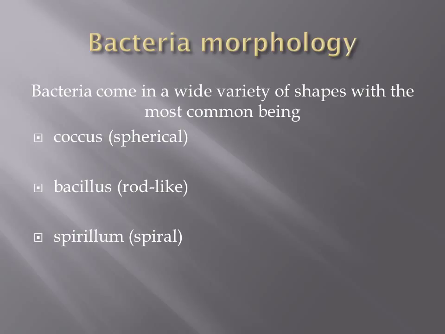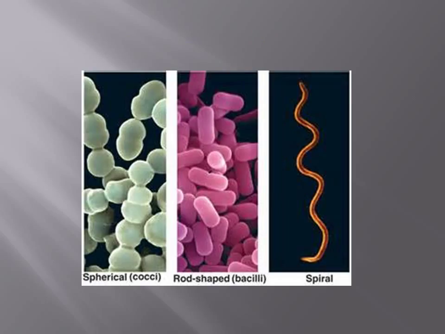Just a little bit of background morphology on bacteria. They come in a wide variety of shapes, but the most common three that we typically see at my job anyway are the coccus, which are spherical, like little balls, the bacillus, which are rod shaped, and the spirillum, which are spiral shaped bacteria. And here's a picture showing those three common shapes.